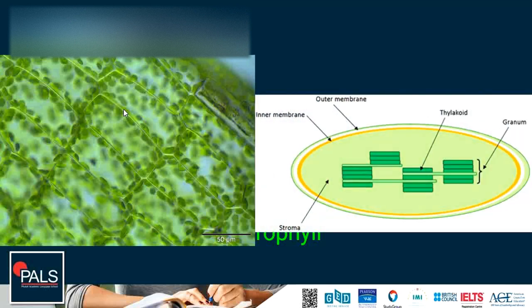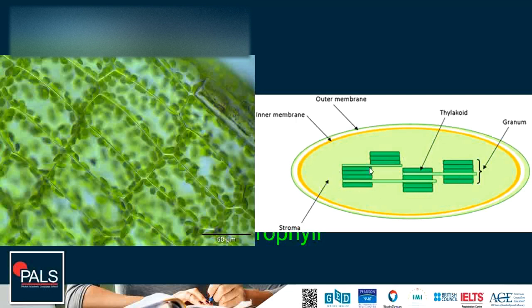The chloroplast is a very complex cell organelle. It has several structures. It has 2 membranes, an outer and an inner membrane. The liquid inside the chloroplast has a different chemical composition than the cytoplasm and is called the stroma.